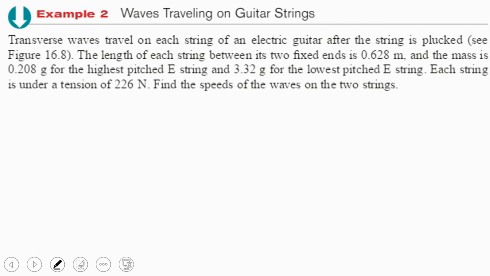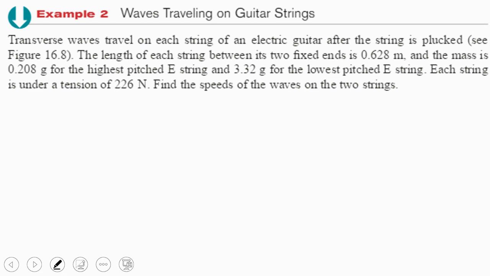Let's do a wave on a string example. So it says here that transverse waves travel on each string of an electric guitar after the string is plucked. So imagine you have a guitar. When you pluck that string, you're actually creating transverse waves on the string itself. Similar to how if I had a rope that was tied to a pole and I was holding one end of the rope, moving it up and down, creating transverse waves, same idea there. So you may not be able to see those transverse waves necessarily, but you are creating them as you play.